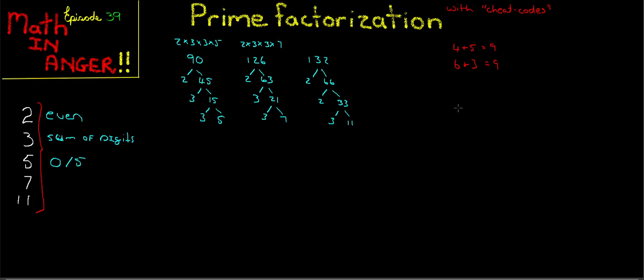Let's take a look at this. 91. I'm going to take the last digit of the number and double it. In this case, it's going to be 2. And then you subtract the rest of your number.